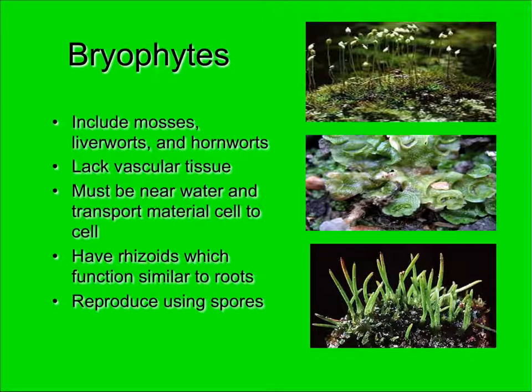Again, they need to be near water because they don't have a vascular system. A vascular system allows for trees to be the height that they are because it allows for the stuff to come up from the roots and go up through the plants to the leaves and vice versa as well.